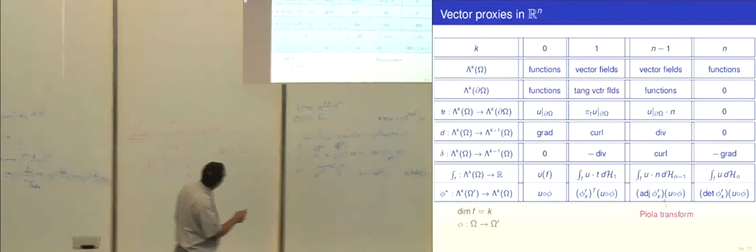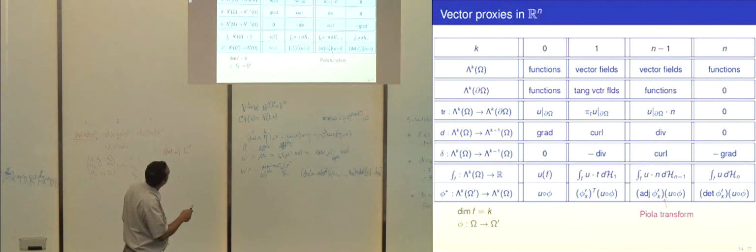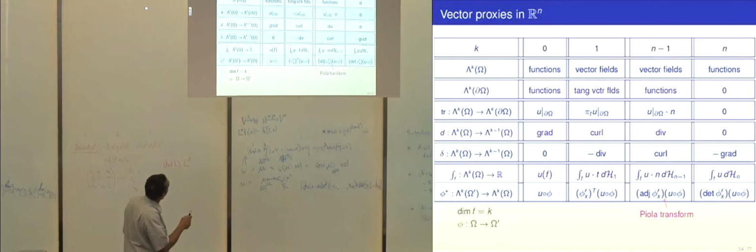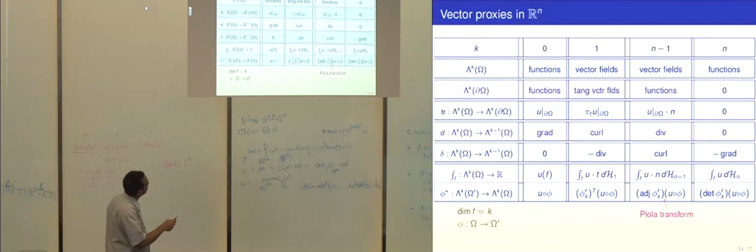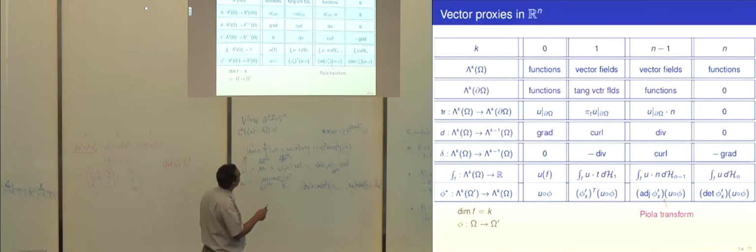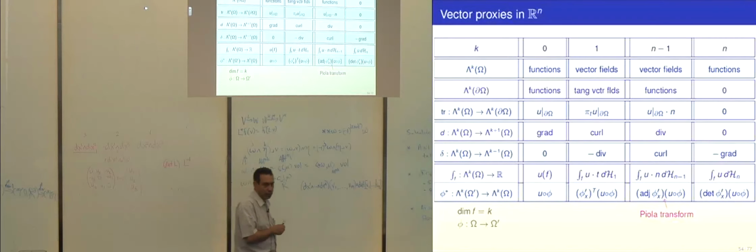Well, we figured out the pullback in the algebraic case. It didn't do anything to u for 0 forms, but of course it moves it to a different manifold, so it's u composed with the map. So the pullback is just composed with the map. The pullback for 1 forms is composed with the map and multiplied by the derivative transpose. Remember, we had an L transpose for 1 forms. For n minus 1 forms, it's composed with the vector field with the map and multiplied by the adjugate matrix. That's the thing that's known as the Piola transform.